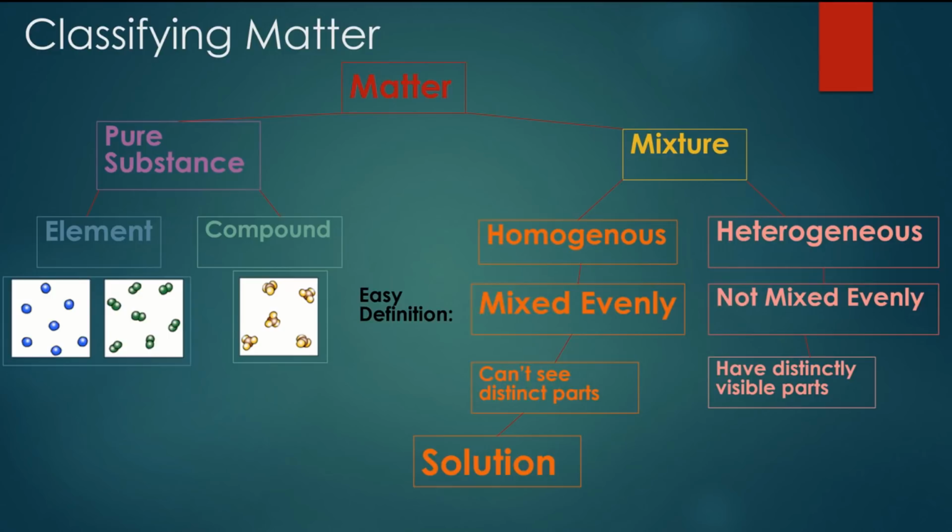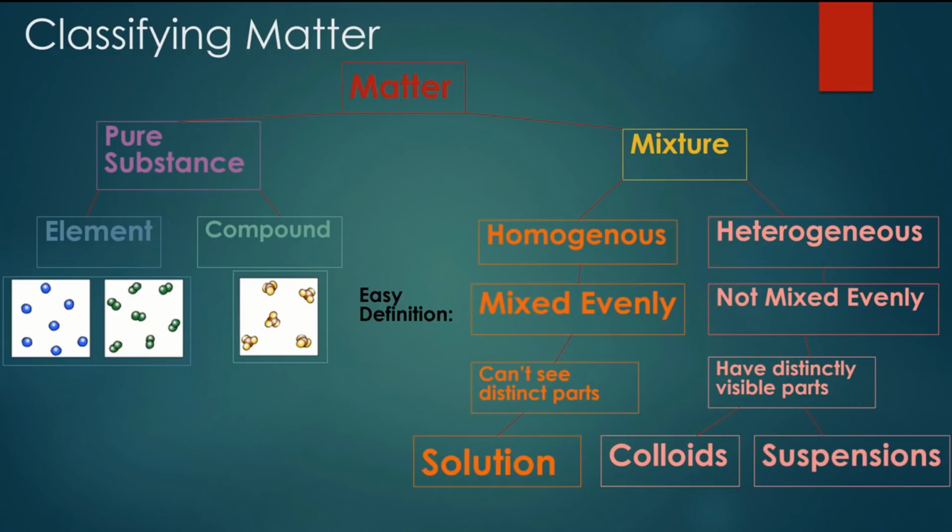A word we use to refer to homogeneous mixtures is solution. So these 2 words are synonyms. We'll use them all the time interchangeably. A solution is a homogeneous mixture. A homogeneous mixture or solution, they are the same. Heterogeneous mixtures can be further divided into colloids and suspensions. And that's what our next slide will cover, the difference between colloids and suspensions.